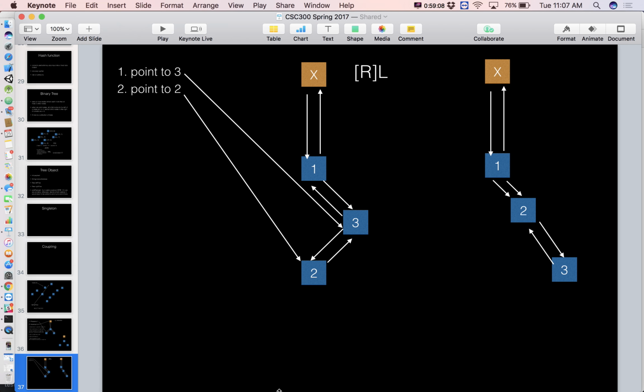Like that. All right, we got those two guys now. All right, what's next? That one's right child. One's right child. So we want to set this guy's right child to be this guy's left child. Okay.